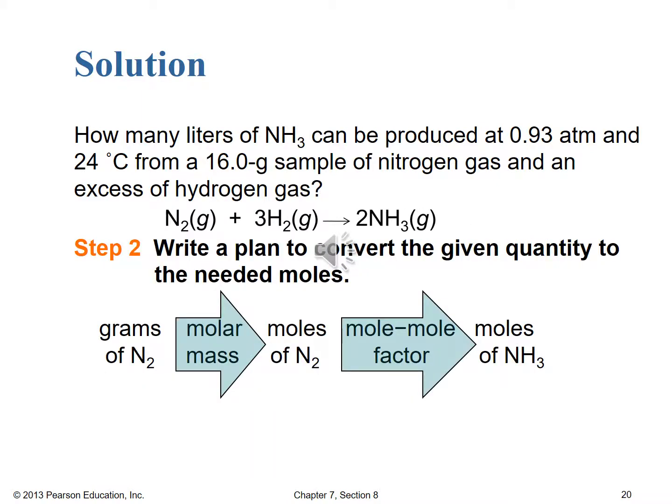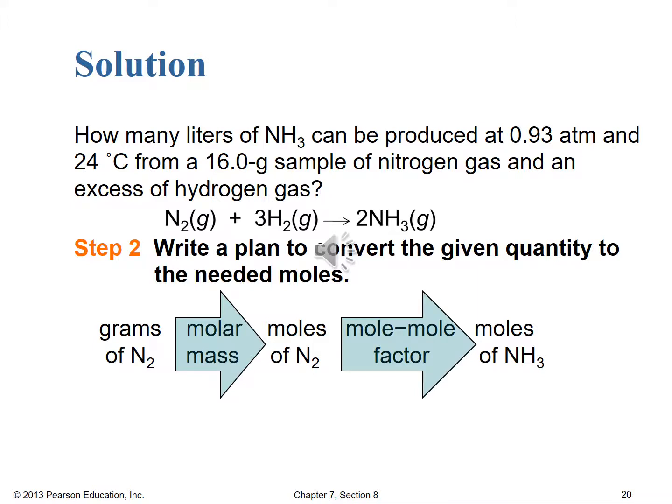Moving on to step 2, we can write our plan. So we'll start with those grams of nitrogen. We'll use the molar mass of nitrogen to find the number of moles of nitrogen, and then using the 2 moles of NH3 produced for every 1 mole of nitrogen consumed, we'll be able to convert into moles of ammonia gas. Ultimately, from there, we'll be able to find the liters of NH3, which is what the question is asking for.